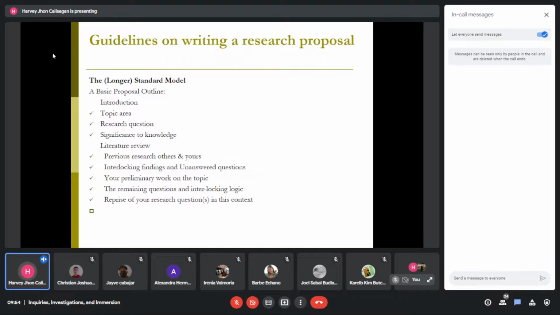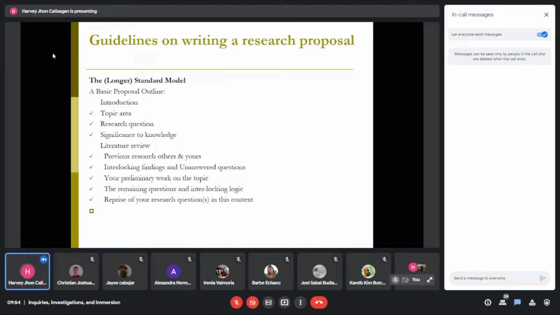So this is the format of the standard model of the research proposal. Just take some screenshots if you want. We have here a proposal outline: introduction, topic area, question, significance to the knowledge or the study, literature review. On the literature review, it could be different things. It can be previous research, others' or yours.